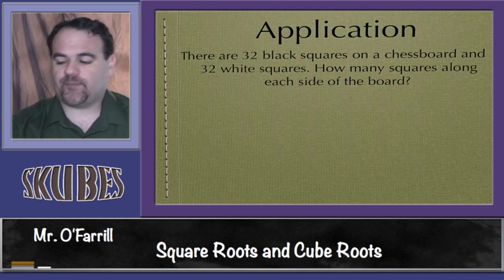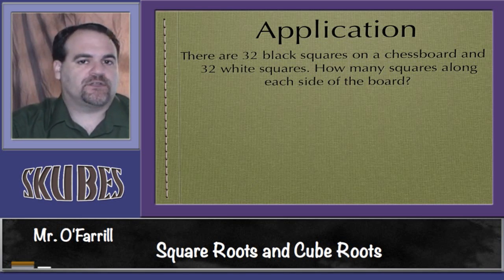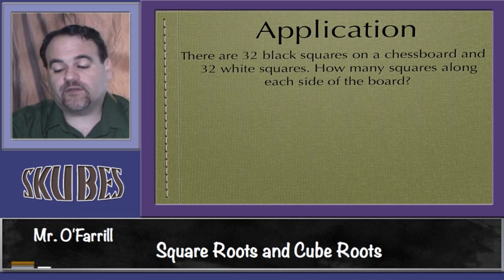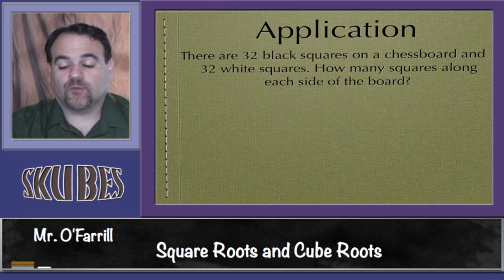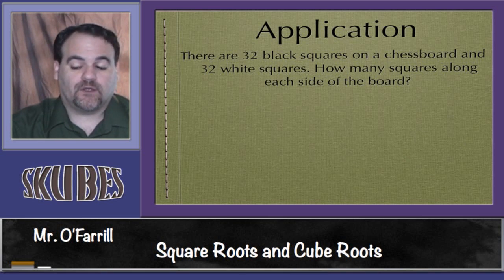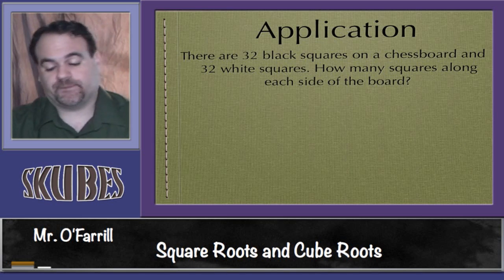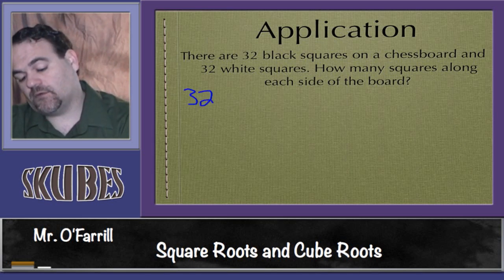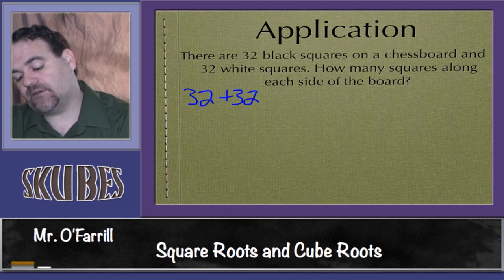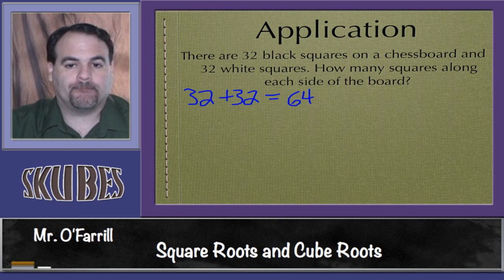So let's do an application of this one. You may be familiar with what a chess or a checkerboard looks like. There are 32 black squares on a chessboard and 32 white squares. How many squares along each side of the board? So there's 32 black, 32 white. How many squares are there altogether? Well, 32 plus 32, there's 64 squares, both black and white.